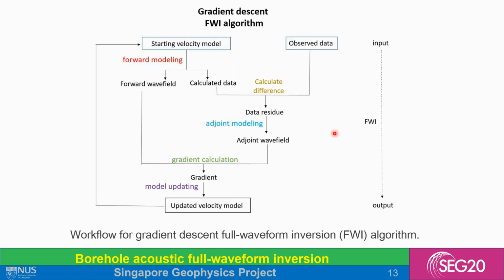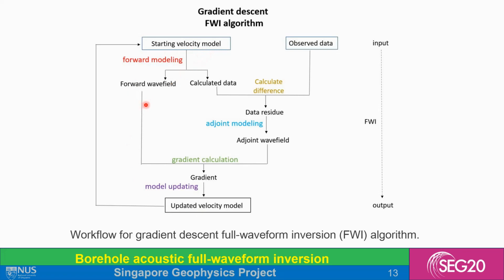This is the workflow of a gradient descent method. Input of the algorithm is the starting velocity model and the observed data. Gradient is calculated by cross-correlation of the forward wave field and the adjoint wave field. Output of the algorithm is the velocity model updated by using the gradient. The updated model would be the starting model for the next iteration.